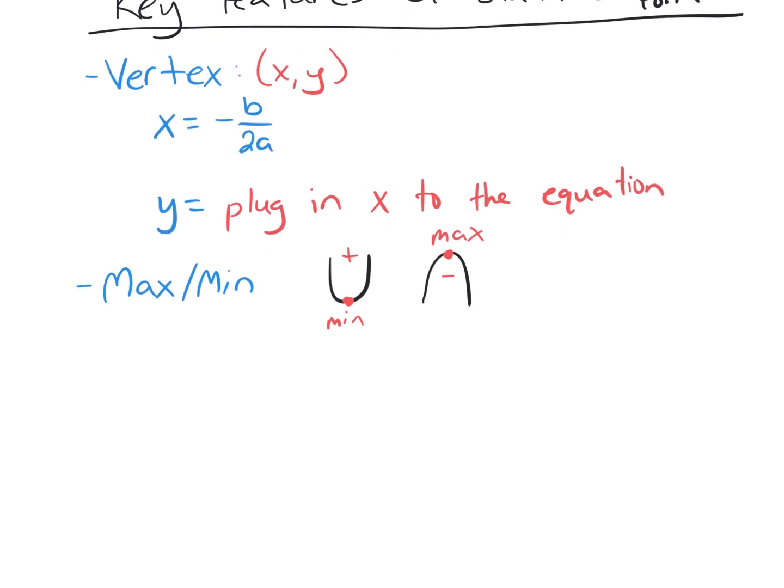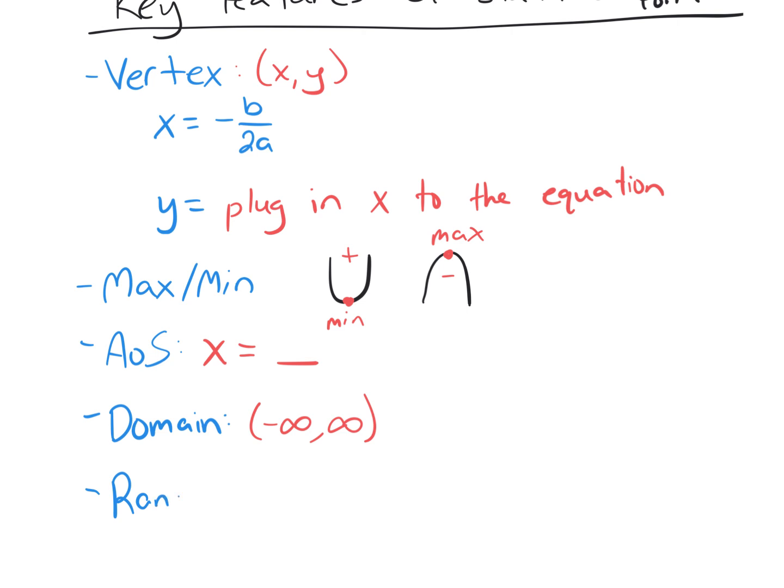Okay, what did we do after max and min? AOS. How do I always write my answer to AOS? X equals, and then whatever the x value is. What came after AOS? Domain. What's always going to be the domain? Negative infinity to infinity. What came after domain? Range. Again, range is a little tricky. You're always looking for lowest y to highest y.